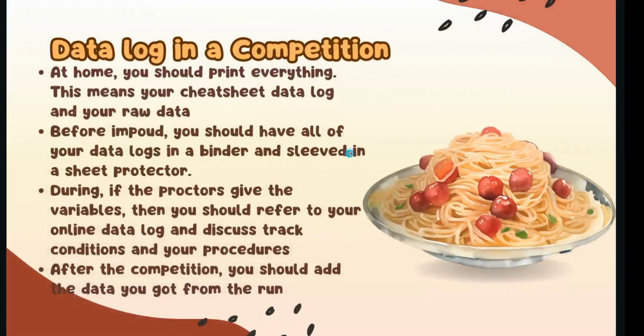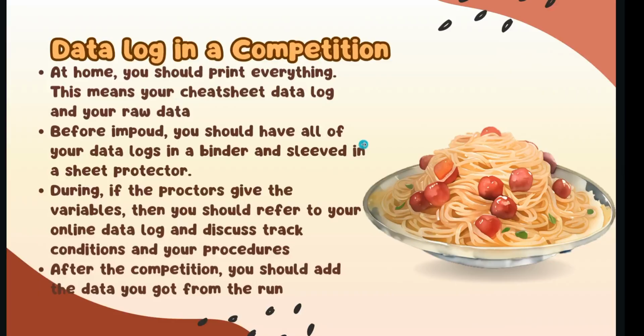Okay, and now we'll be going over a data log in competition. At home, or like the 2 days before the competition, you should have everything printed out. This means your cheat sheet data log and your raw data log and any other thing that you have related to your build events. This can also include the map or specific directions, and most importantly the specifications of the build event in case you need it.